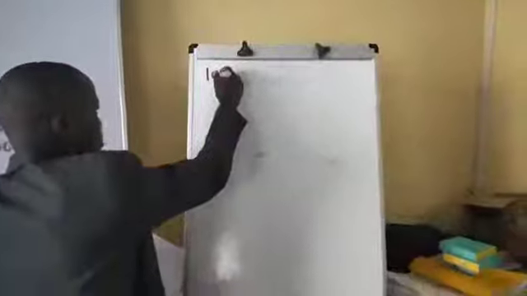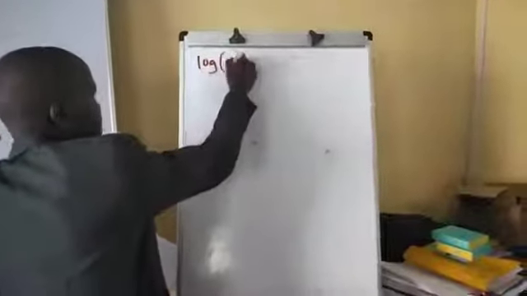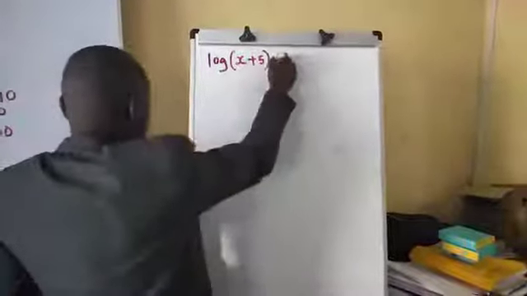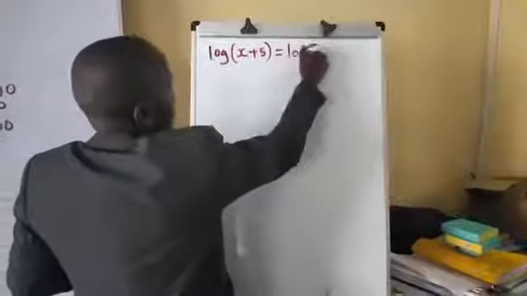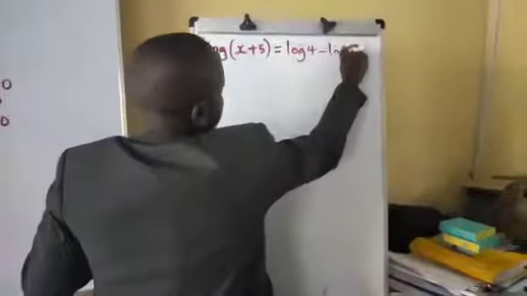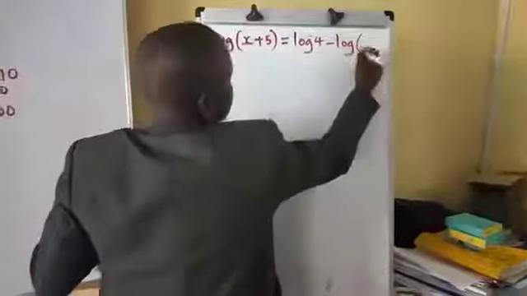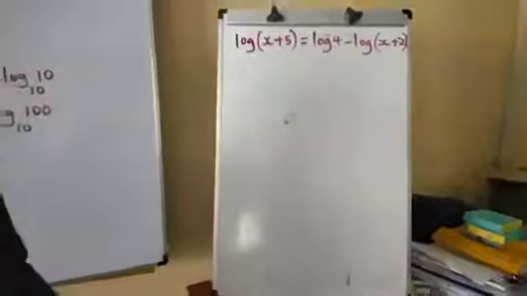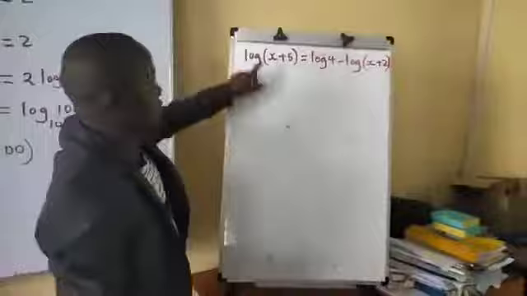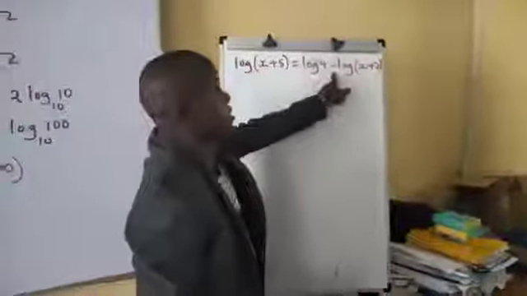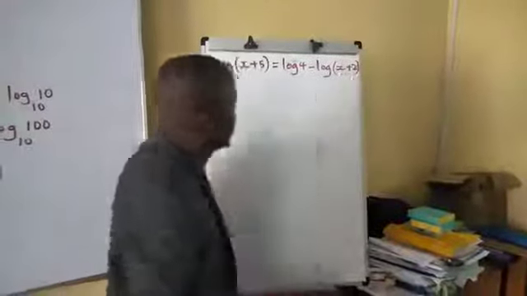log of x plus 5 is equal to log 4 minus the log of x plus 2. So that is the question. Log of x plus 5 is equal to the log of 4 minus log of x plus 2.